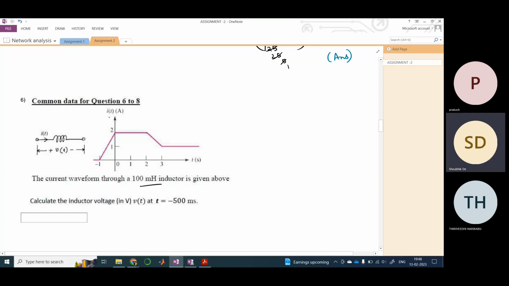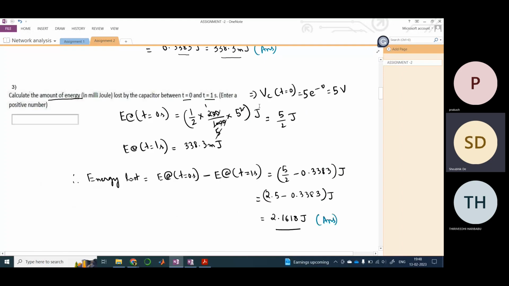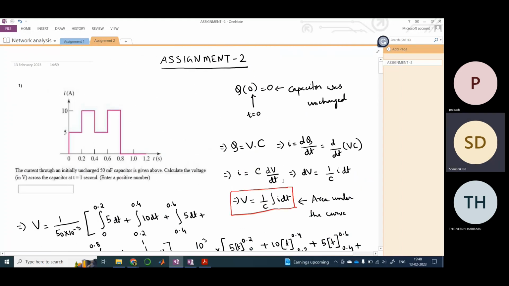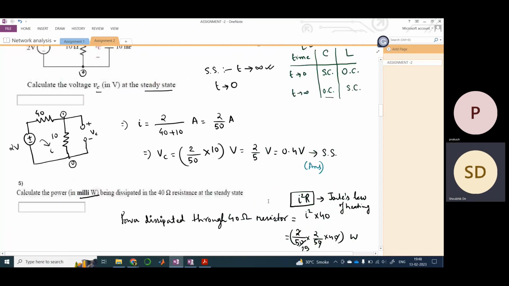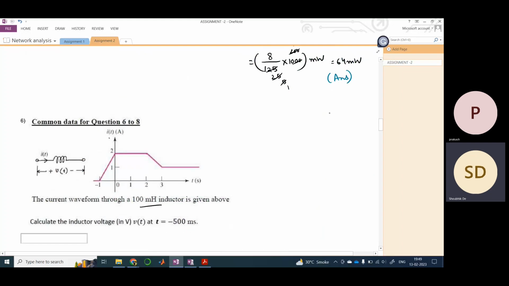Now here you need to understand. In the first question we saw how the voltage across the capacitor is related to the current flowing through it: V equals 1 by C integral of i dt. Similarly, for an inductor we need to know the relation, and it is pretty straightforward. You have surely read it at your plus 2 level. The voltage across an inductor is nothing but minus L di/dt. So this is the expression here.